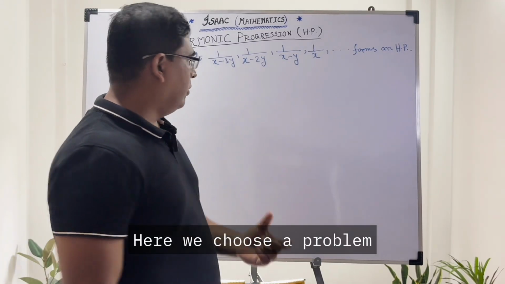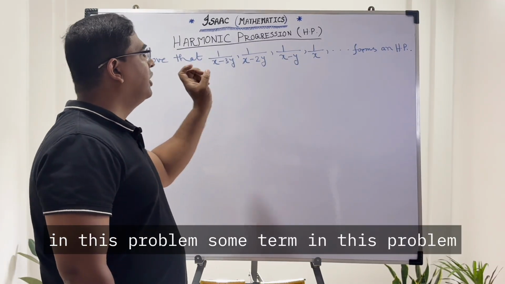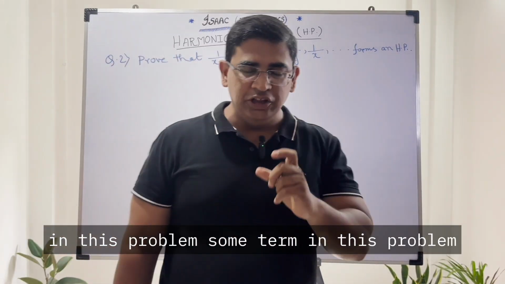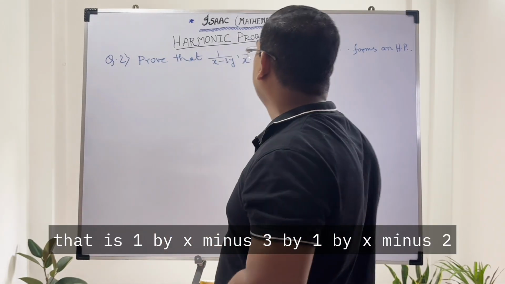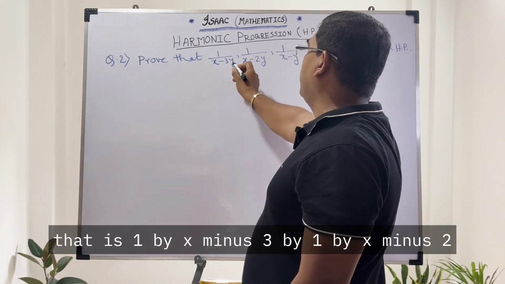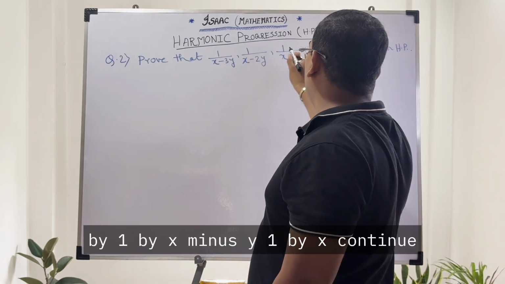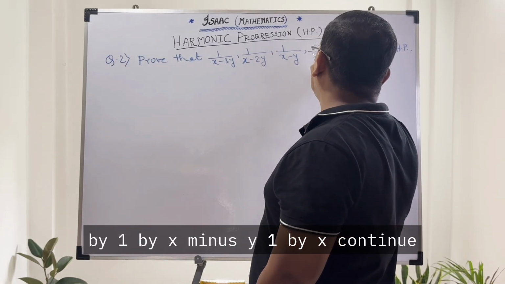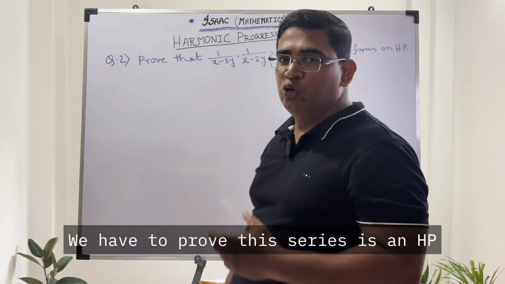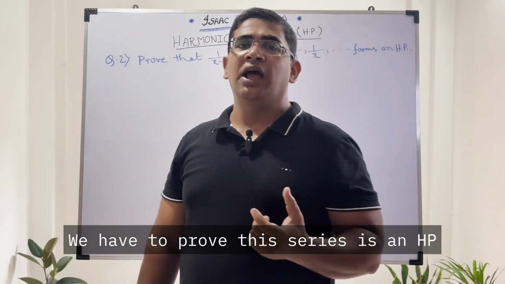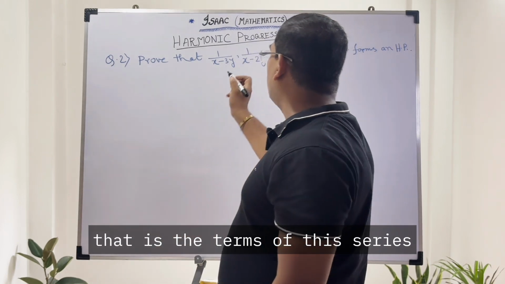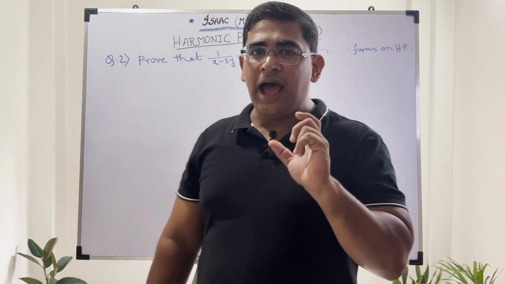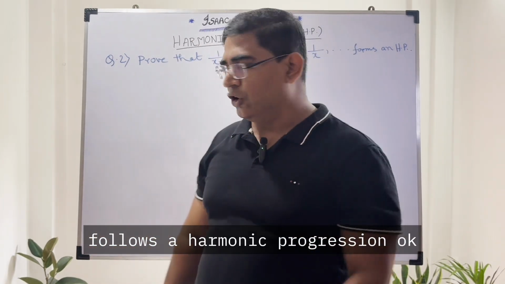Here we choose a problem. In this problem, a series of values is given. Okay, that is 1 by x minus 3y, 1 by x minus 2y, 1 by x minus y, 1 by x, continuing. We have to prove this series is an HP. That is, the terms of this series follow a harmonic progression. Okay.